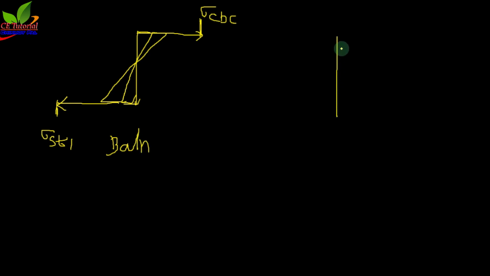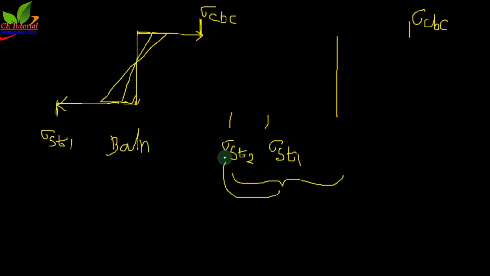Now if I consider the second case, suppose this is sigma CBC and this is sigma ST1 and this value is sigma ST2, because sigma ST2 is greater than sigma ST1. This total distance is sigma ST2 and this total distance is sigma ST1. Now when we apply the load gradually, then stress in concrete reaches its sigma CBC and stress in steel reaches its sigma ST2.